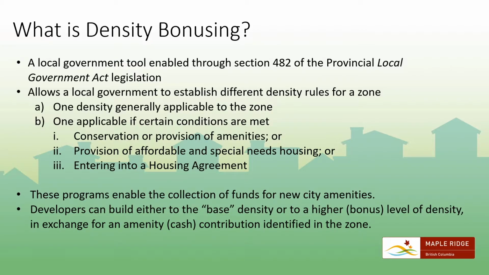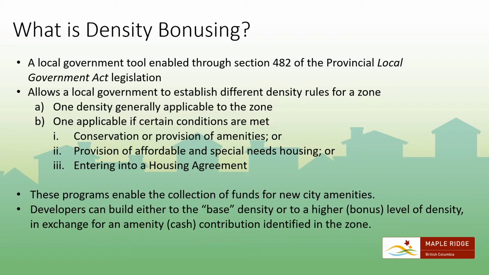So what is density bonusing? Density bonusing is a local government tool enabled through Section 482 of the provincial Local Government Act legislation. The Local Government Act allows local government to establish a higher bonus density than what is permitted in an applicable zone in exchange for a cash contribution. Note that the density bonus option is voluntary.